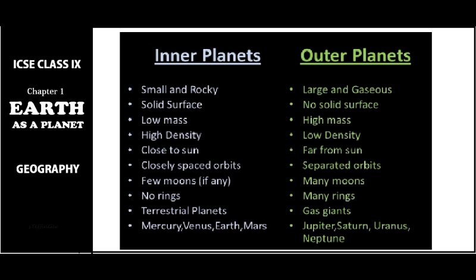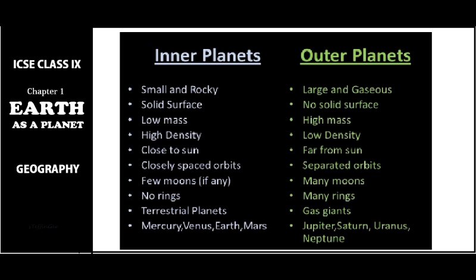Inner planets are close to the sun, whereas the other four, that outer planets, are far away from the sun. Then it's closely spaced orbits, right? The distance between inner planets are comparatively less, whereas distance between the outer planets are more. Then if there is any satellites, in case of inner planets, they are very less in number. Say for example, Earth has only one satellite, right? Whereas in case of outer planets, they have large number of satellites. Satellites are also called as moons, right?